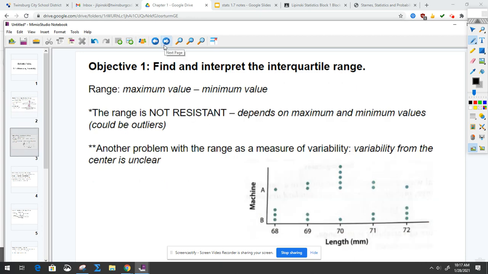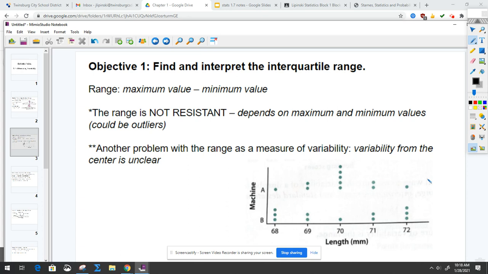The first thing we're going to do is find and interpret the range. What is range? It's simply the maximum value minus the minimum value. The range is not resistant. It depends on the maximum and minimum values, which are normally, or could be, the outliers. So it's not resistant, and it's dependent on the outliers. Another problem with the range as a measure of variability is that the variability from the center is unclear.